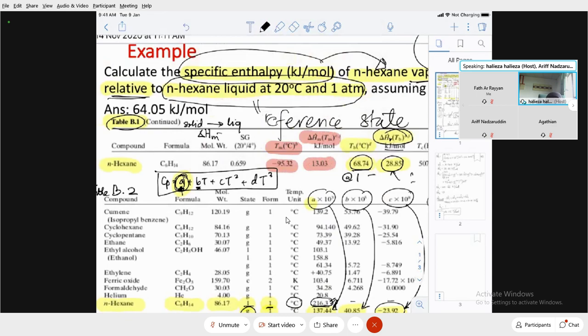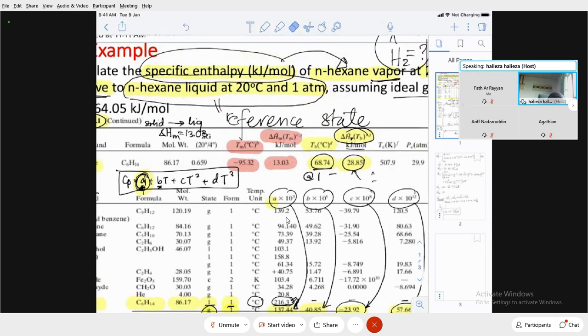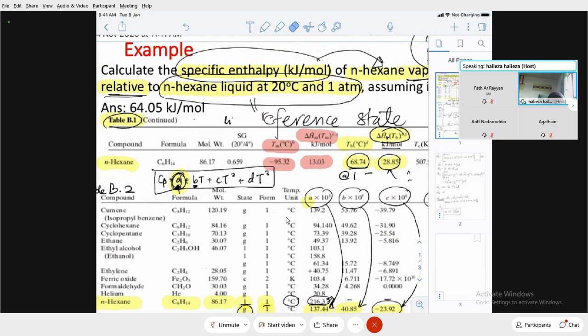13.03. That's the value. I need space. Let me erase that. This is, let me just write over here, from solid to liquid.